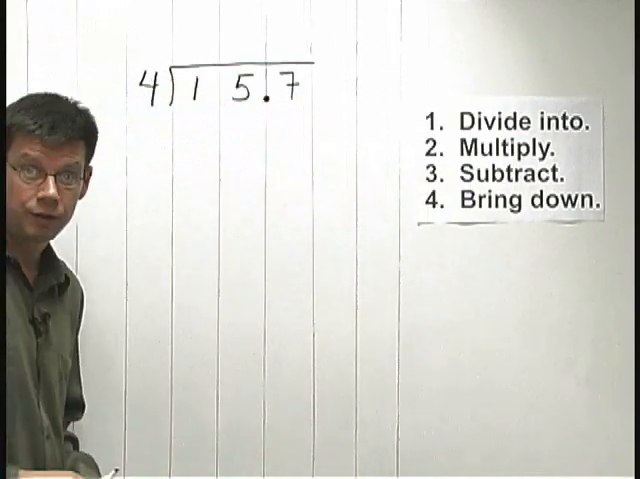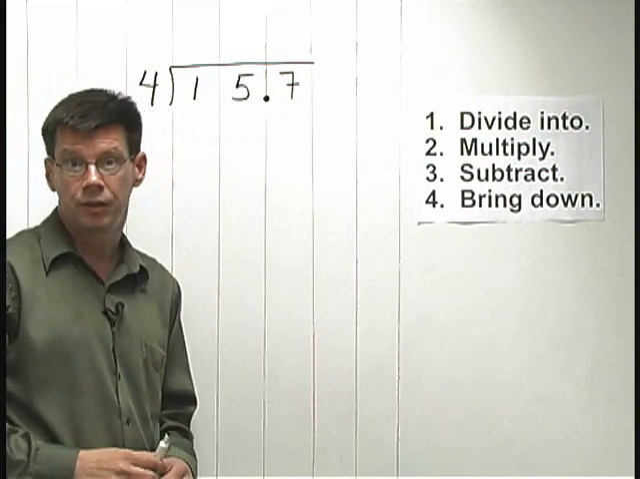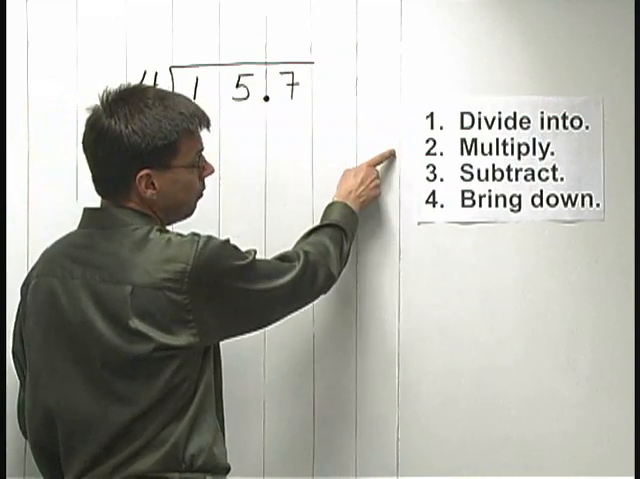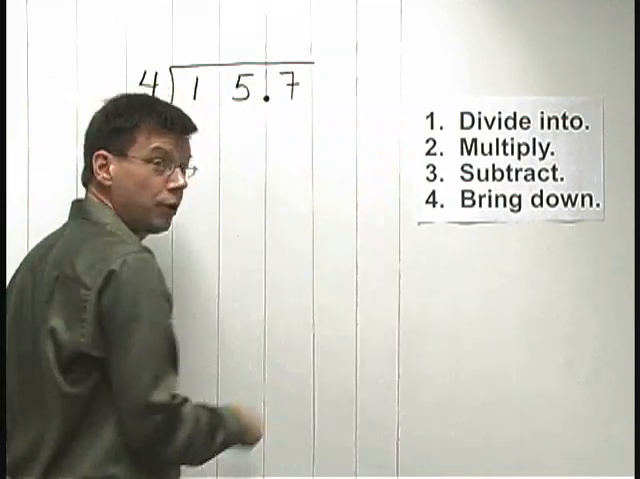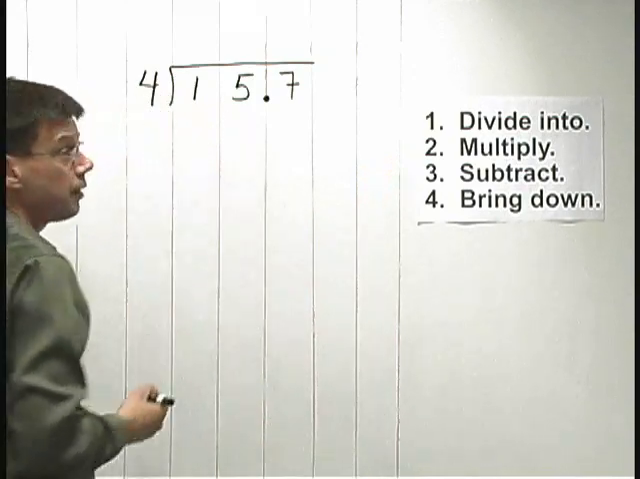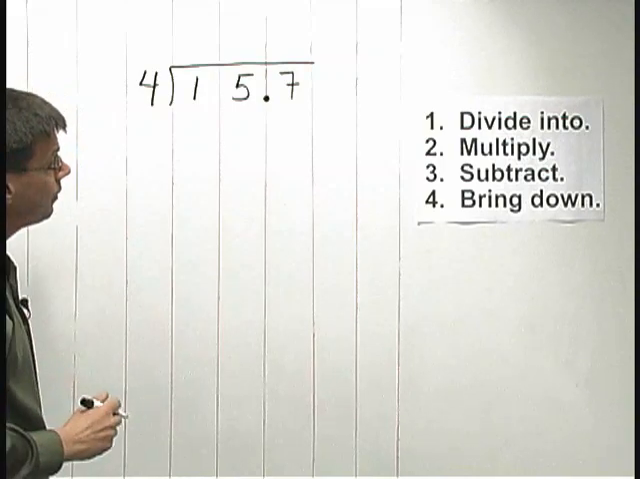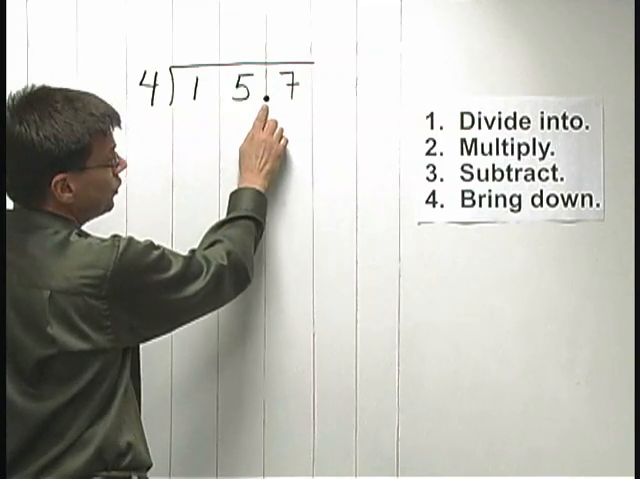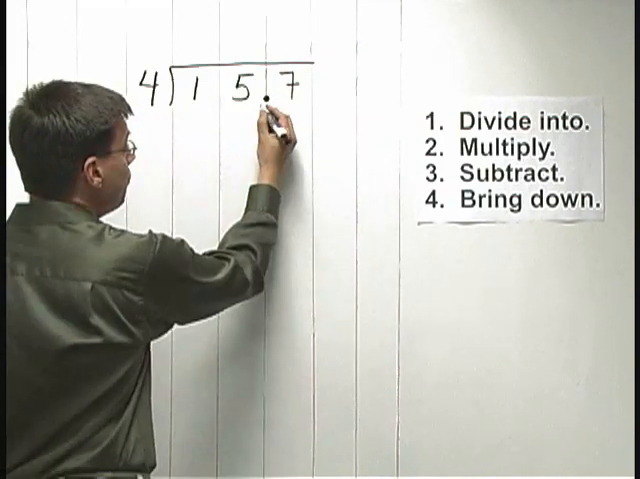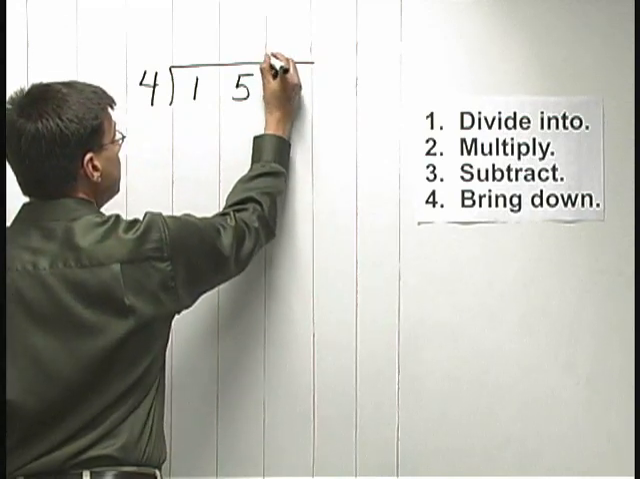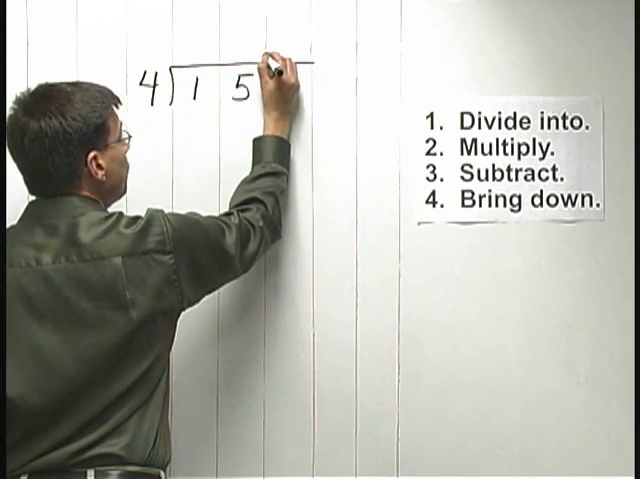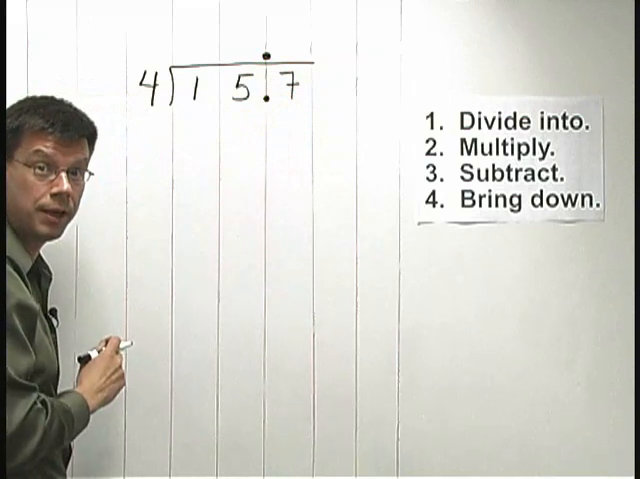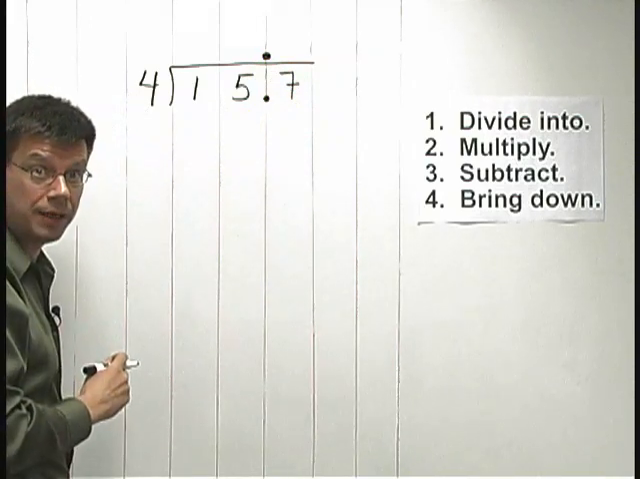Remember, the long division process involves repeating a series of steps over and over again. I call those steps divide into, multiply, subtract, and bring down. Now, before we get started on our problem here, I want to think about the location of the decimal point. The decimal point inside the long division box is right here. The decimal point in our final answer will be located directly above the decimal point that's inside the long division box. So I can go ahead and place my decimal point in the answer right now before we begin.